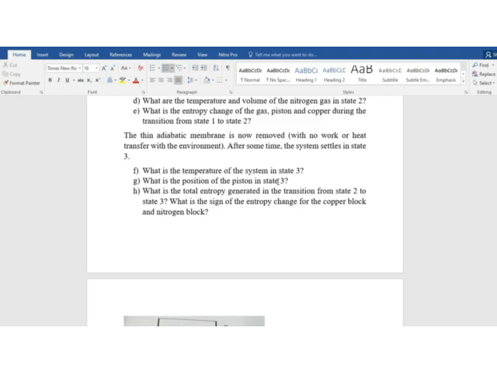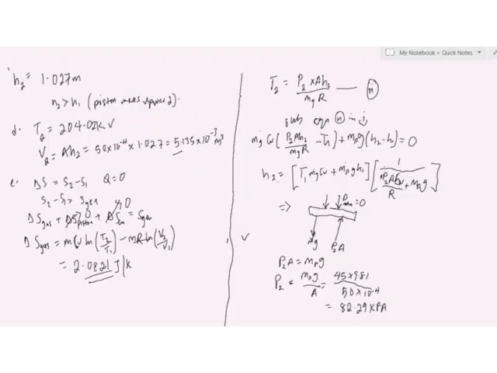Also, to calculate the new height, since the adiabatic thin membrane has been removed, the new height the gas occupies is also going to change. So just compute everything and you are going to get your new H3, and also your new T3 for the entire system. So that is that from the calculation.